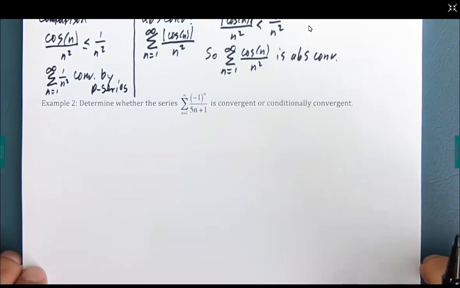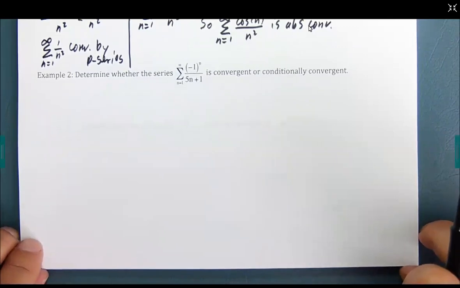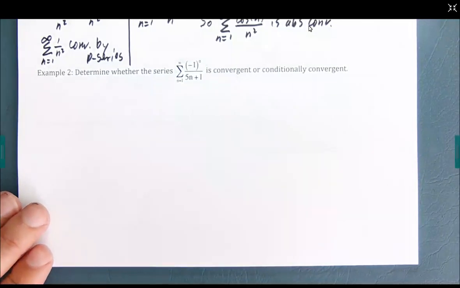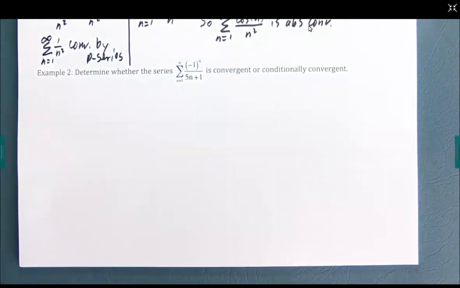Now, later, we're not going to care if it's absolutely convergent or not. We just want to know if it's convergent, and we'll get to that when we get to some of these other tests. All right, let's determine if this is absolutely convergent or conditionally convergent.